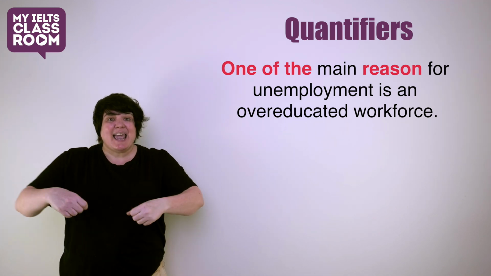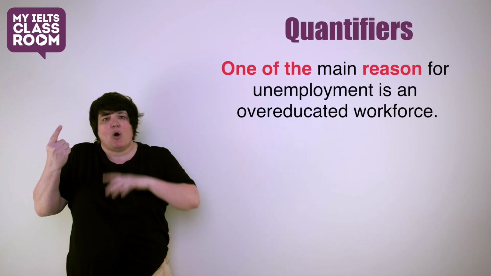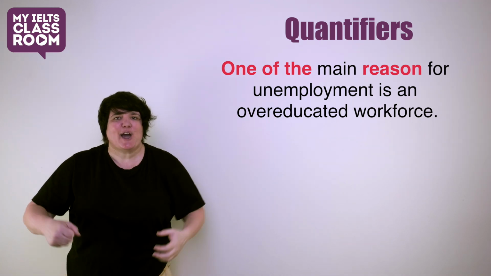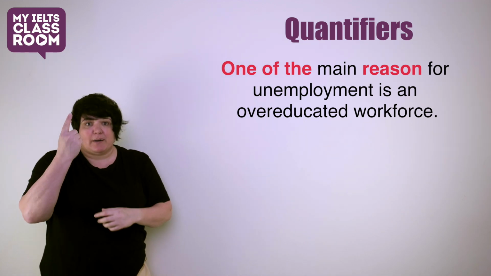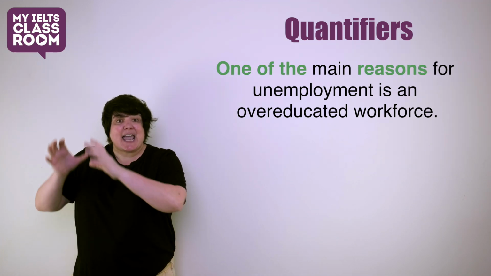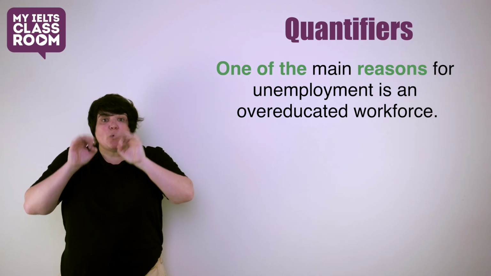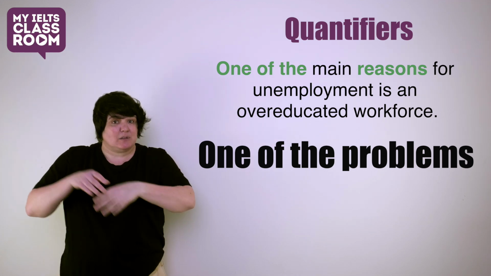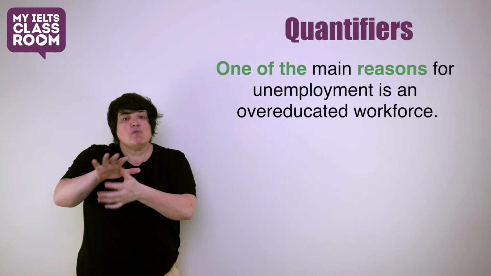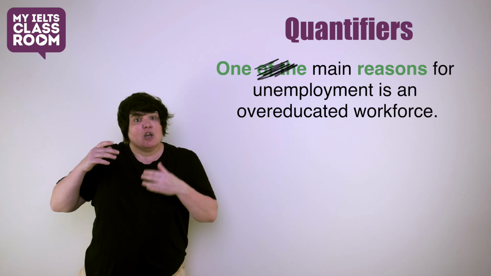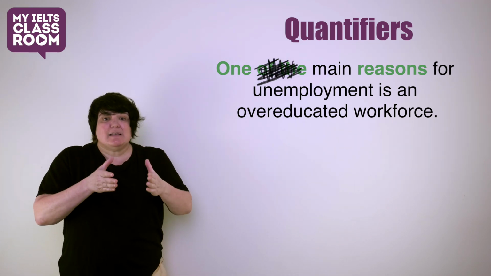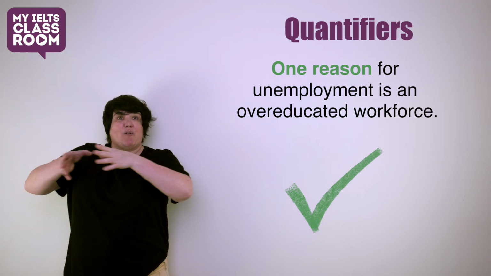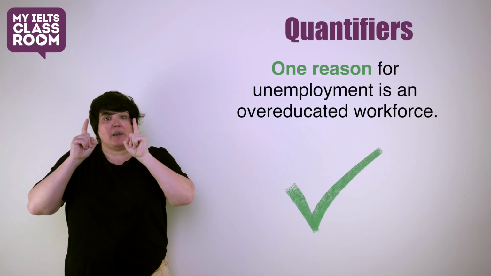But if you think about it, if you're saying that this is one of the reasons, there must be more than one reason, right? It can't be one of the reasons if there's only one. So if you say one of the, make sure you always follow that with a plural noun. One of the problems, one of the reasons, one of the solutions. If you remove of the, you could just say one reason. Now the singular would be good, right? Because now we're not saying it's one of many reasons, it's just one reason.